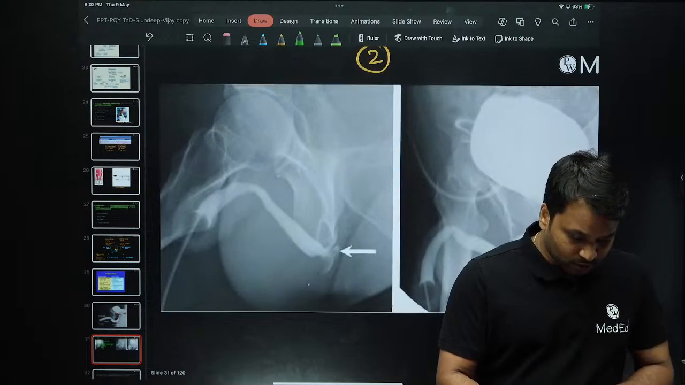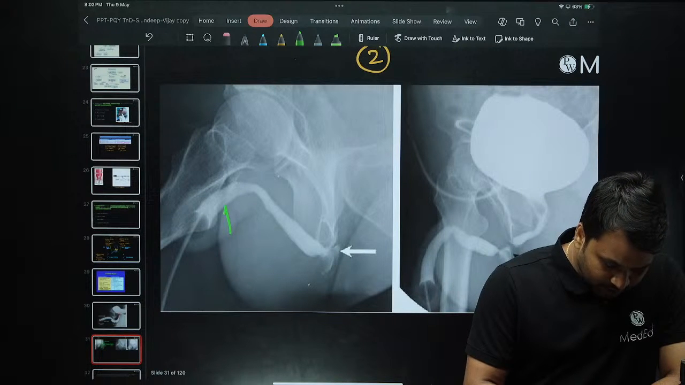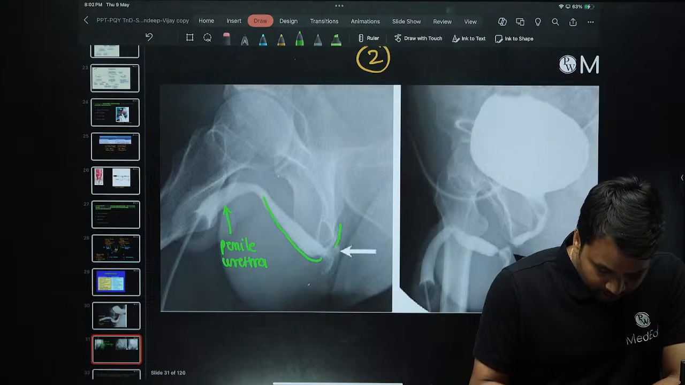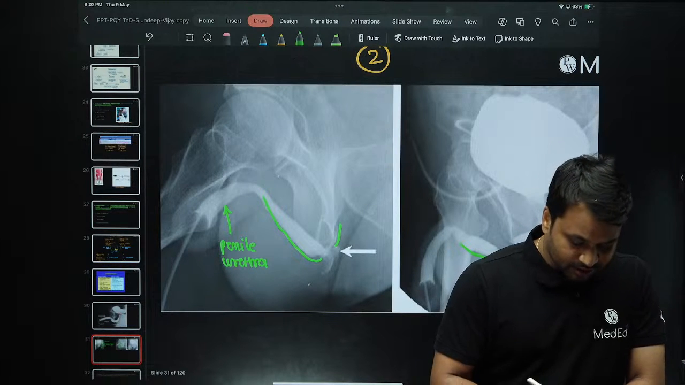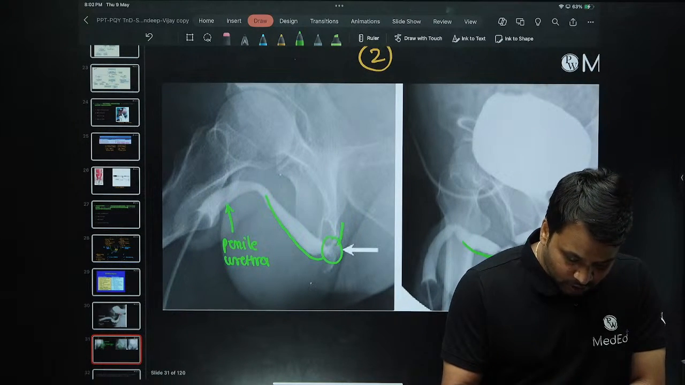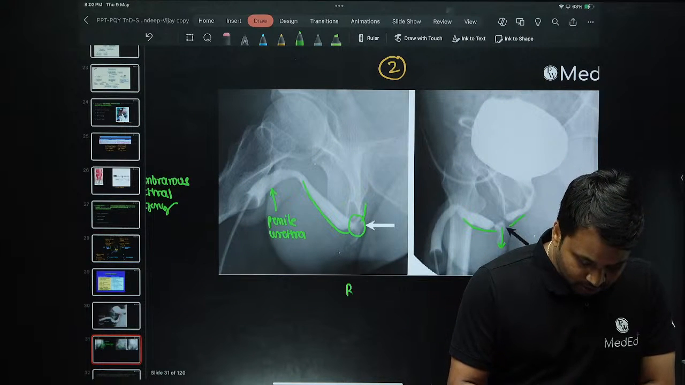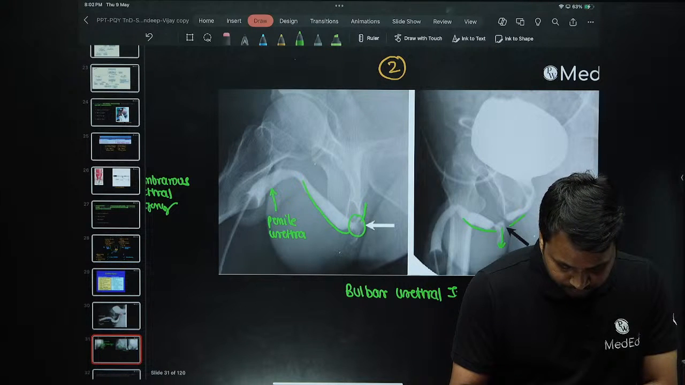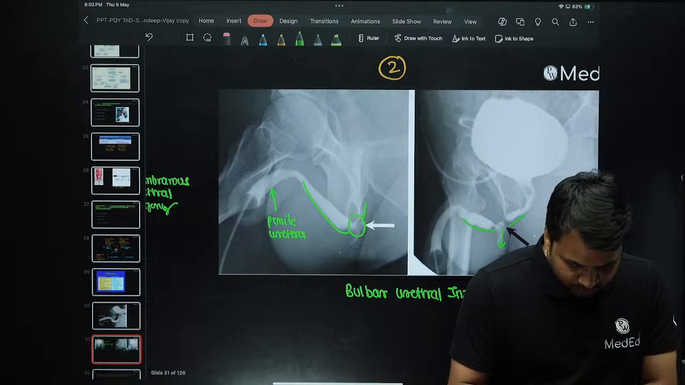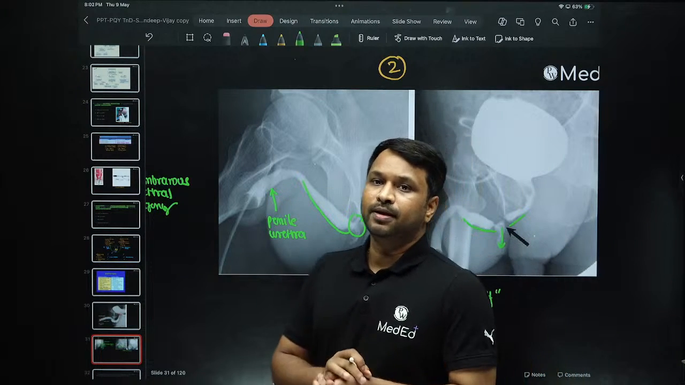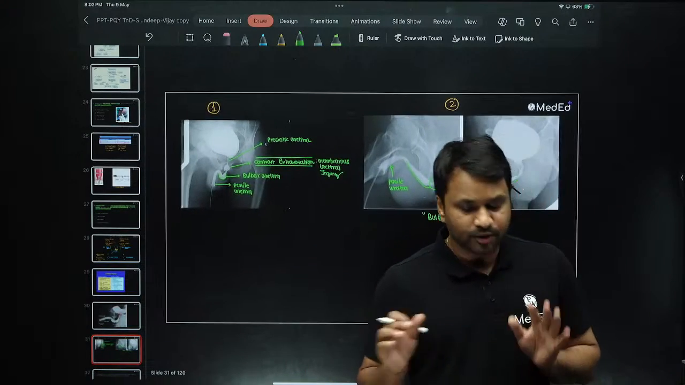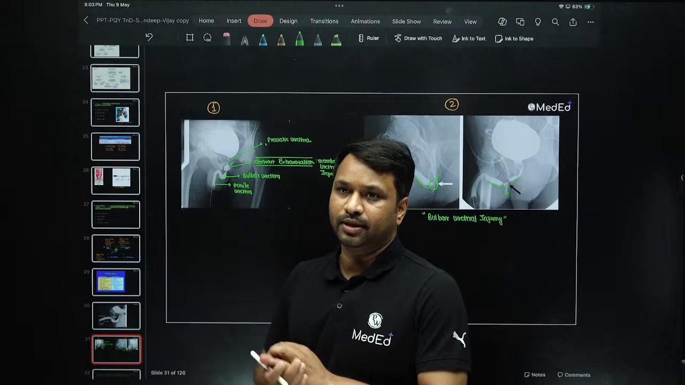But come to image number 2, you can see the penile urethra, it is fine. But this is my bulbar urethra, which is taking this loop that is present, and you can see it's a loss of segment. There is contrast extravasation. So this is your bulbar urethral injury. Okay? So this is how you differentiate between the penile urethral, bulbar urethral injury and the membranous urethral injury based upon the urethrogram. Clear?